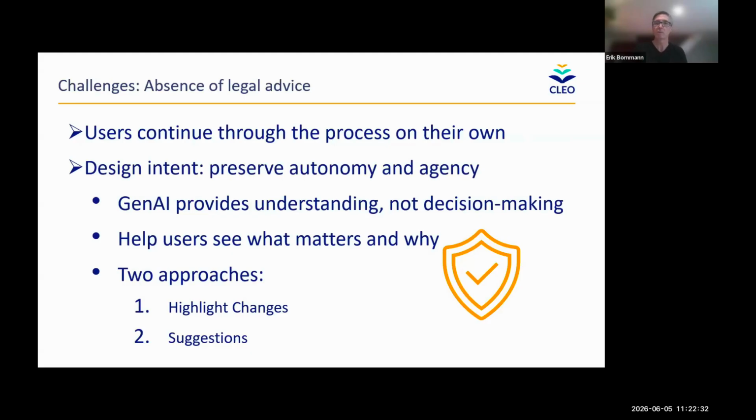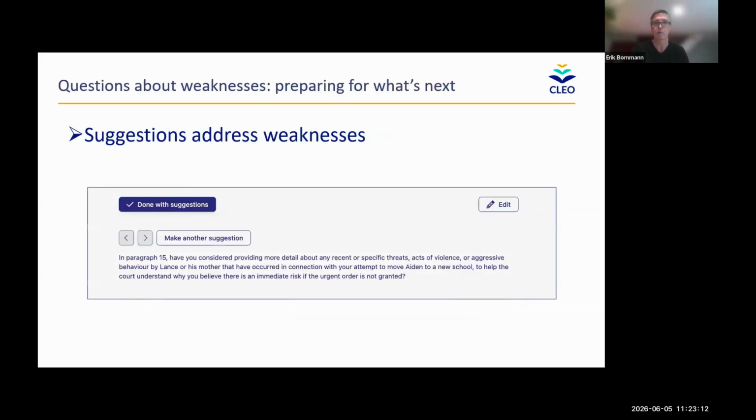And of course, once someone finishes a CLEO guided pathway, the hard part often begins. At that point, they've generated an output, and now they must navigate the process. And so our system is designed to try and support and preserve autonomy and agency at that stage. So in that context, we developed the highlight changes feature, and it's also why we developed the suggestions framework. And so together, the highlight and suggestions features help users see what's important, how legal reasoning is being signaled, and how their narrative connects to the legal test, supporting their decision-making as they move forward in the process.